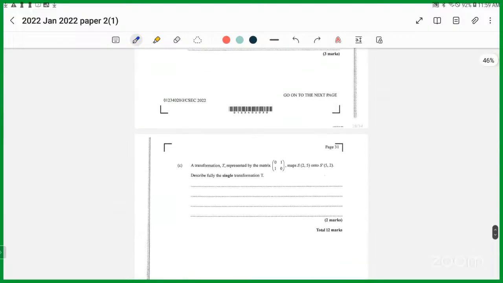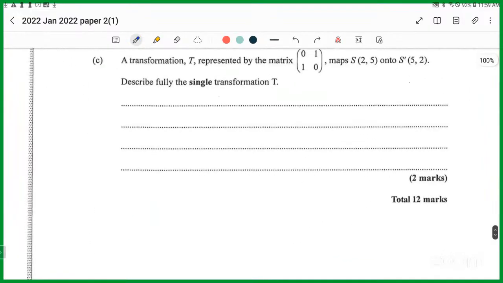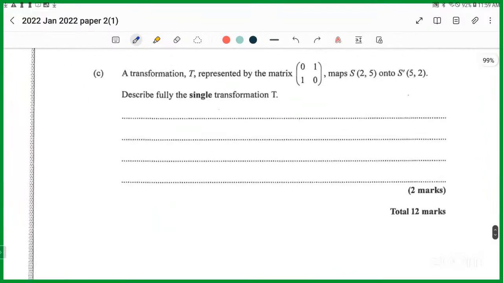That's matrices. Alright, this is a transformation right here. It says a transformation T represented by this matrix. You should know this matrix. It maps this onto this. If you notice, the coordinates are reversed. 2, 5 becomes 5, 2. The more things you know, the better. You have to figure out stuff when you can't know.